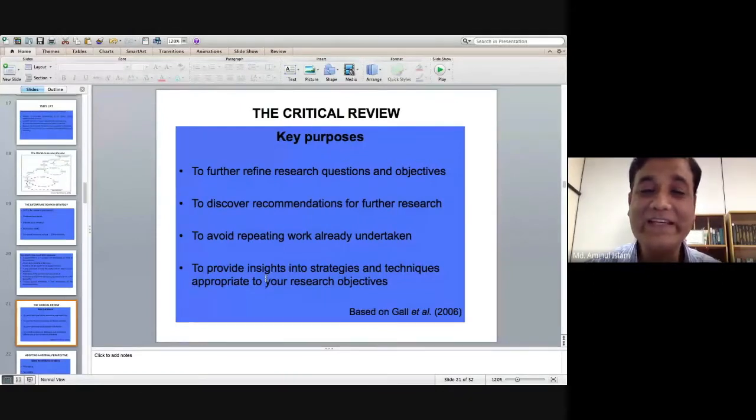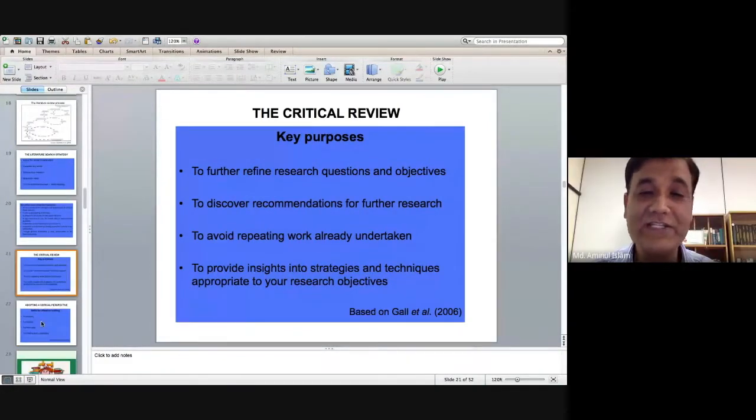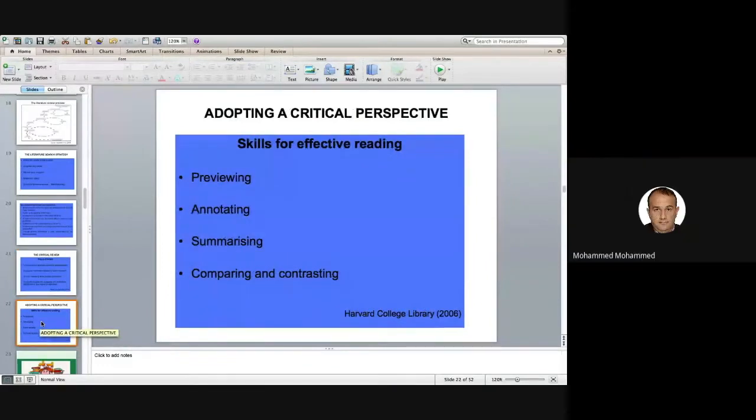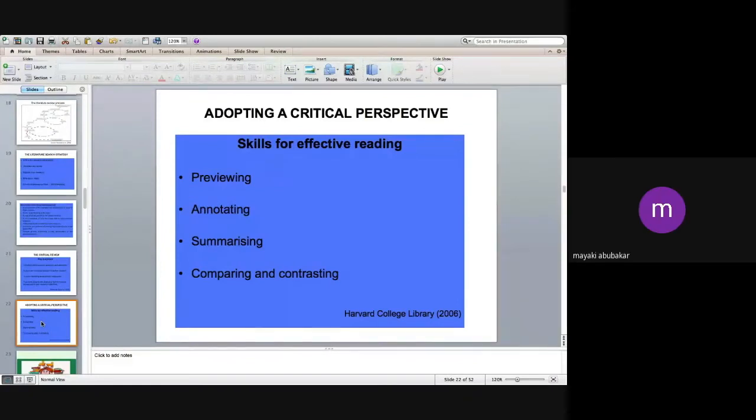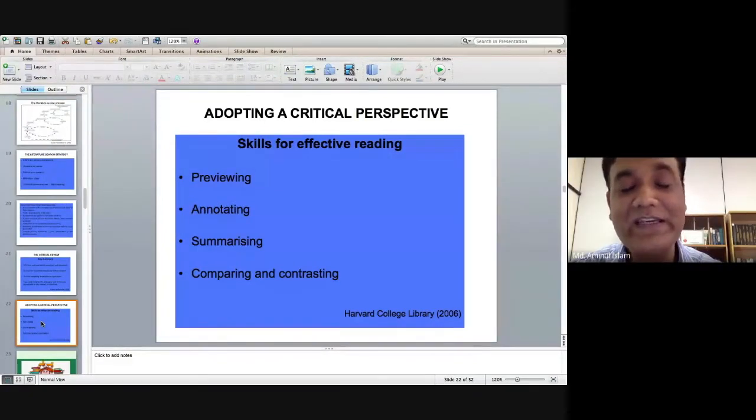So basically, these are the key purposes of doing a literature review, which I would like you to keep in mind. The next slide is very important. This one I want everyone to really understand. I'm very sure there are many very experienced researchers and authors online, but for you, it would be good to see this, and then later you can advise me if you have a different opinion on it. This is Harvard College Library.